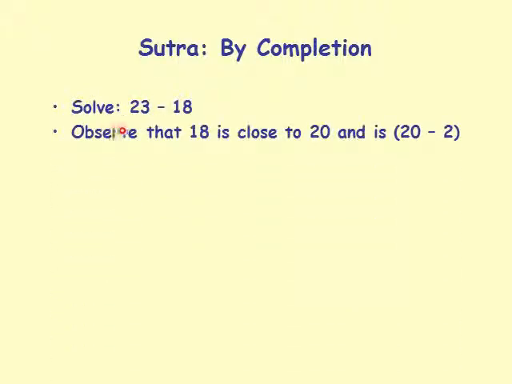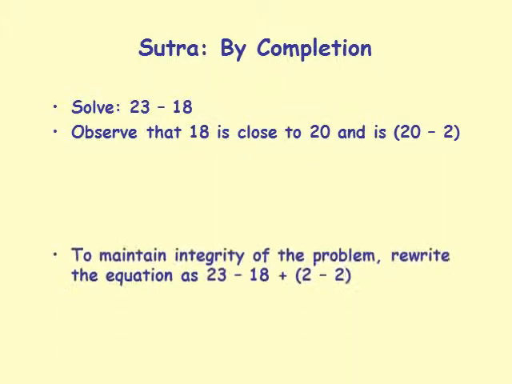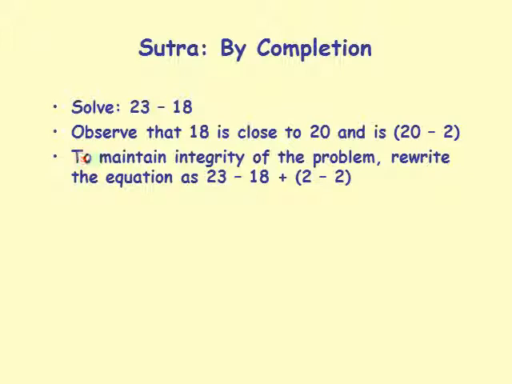We're going to talk about completion. Here we use the sutra "by completion." To show its use, we are going to use an example of 23 minus 18. Observe that 18 is close to 20 and 2 below it. So we're trying to make 20 here instead of 18.